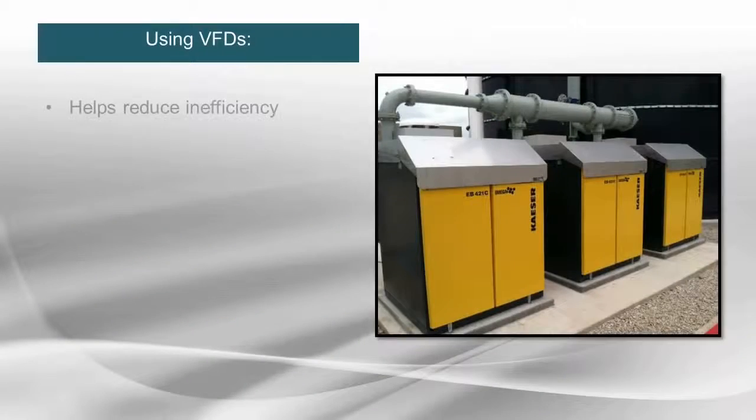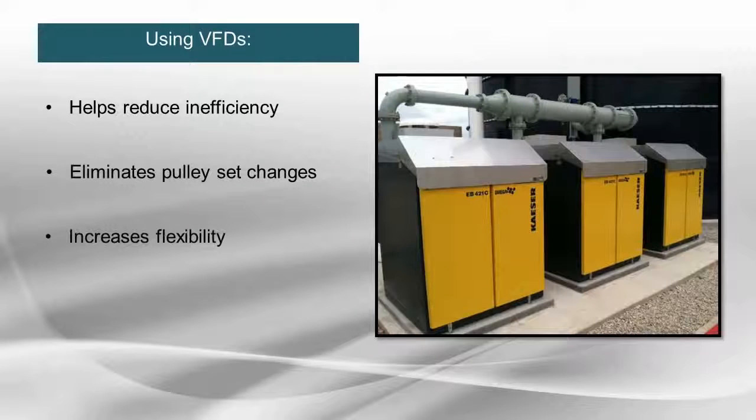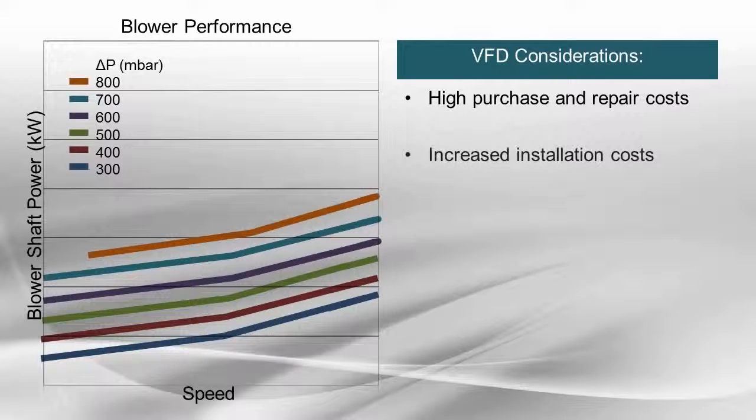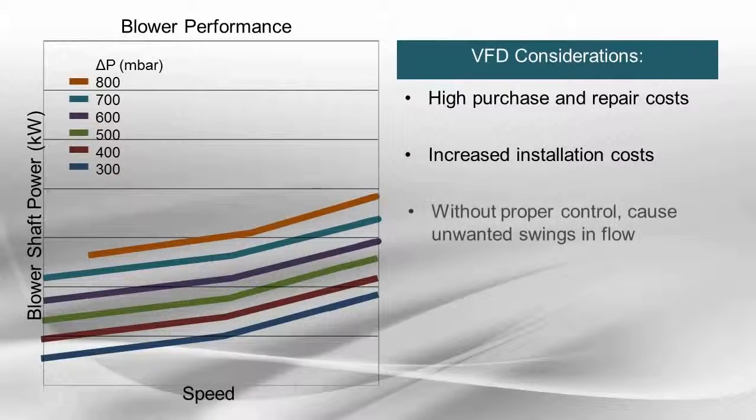To reduce the inefficiency of running oversized blowers, many are controlled with variable frequency drives. This has reduced the need to periodically change pulley sets and increased flexibility, but the efficiency of the blowers often varies widely at different speeds. The purchase and repair costs of large VFD units are very high. The drives often require engineering and on-site integration, so VFD units can greatly increase installed costs. Without any supervisory control, multiple VFDs may fight each other and cause unwanted swings in flow.